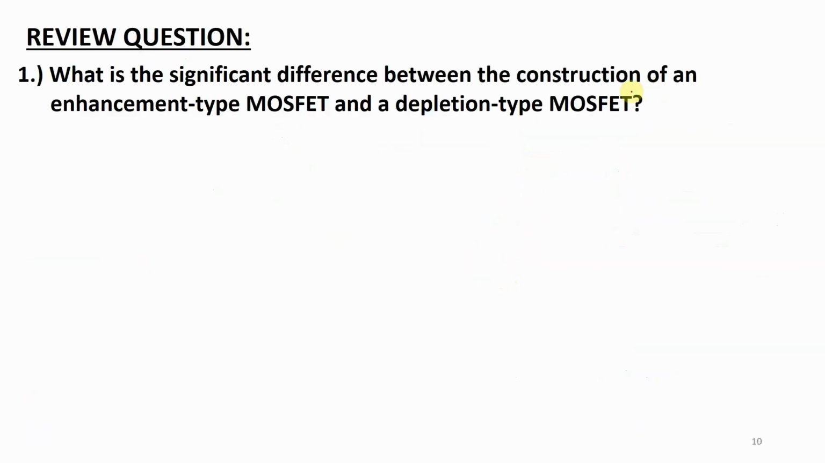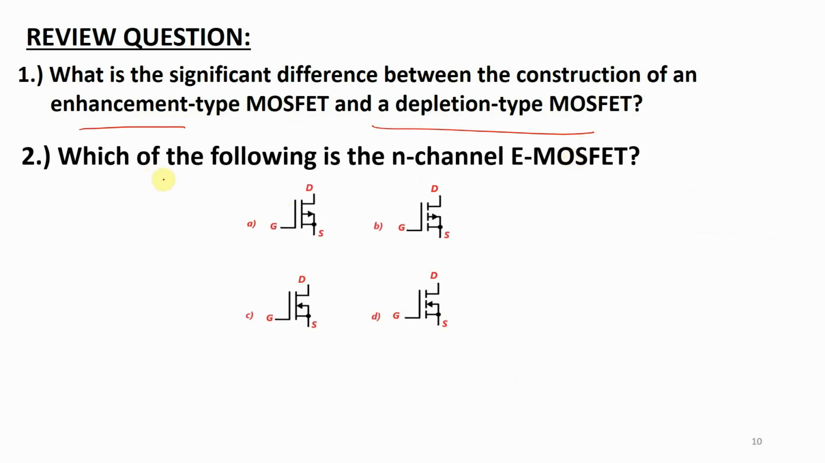Let us have a review first before we continue. What is the significant difference between the construction of enhancement type MOSFET and depletion type MOSFET? What is the difference? It is the conducting channel, right? So which of the following is an N-channel E-MOSFET? Okay, as I've described, it should be D, because it is an N-channel enhancement type MOSFET, because this is not a straight line, not a continuous line. Okay, this is the answer to this question.